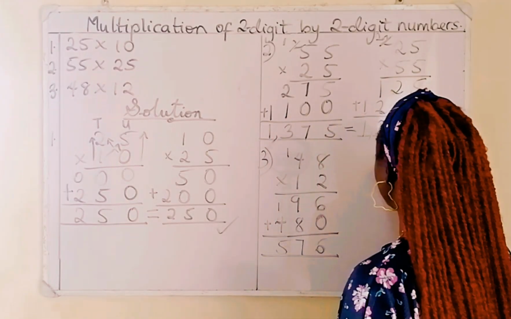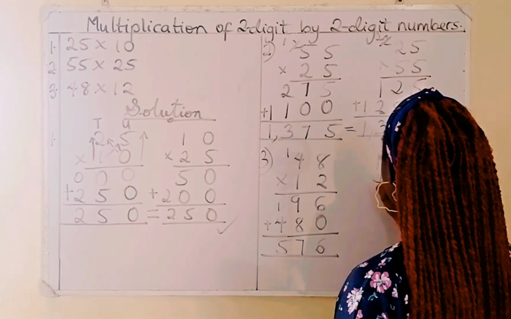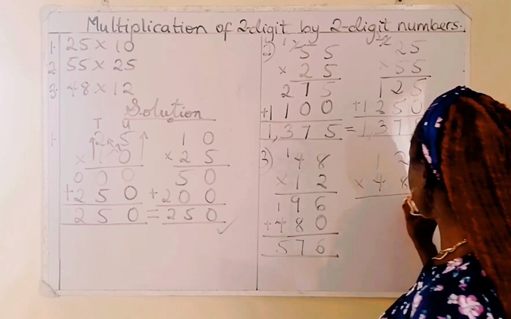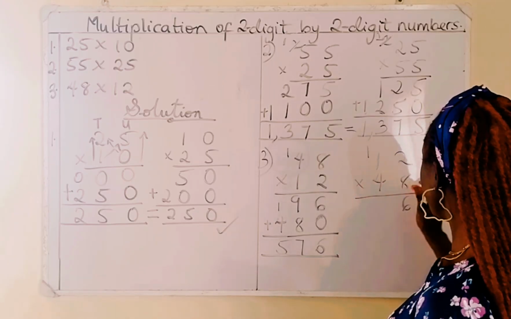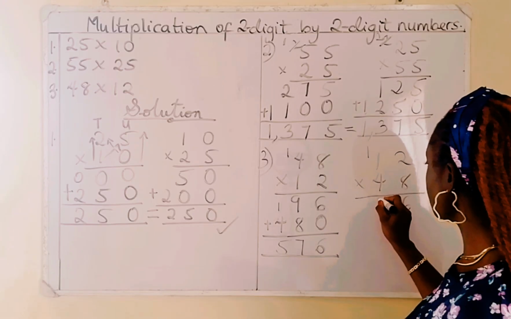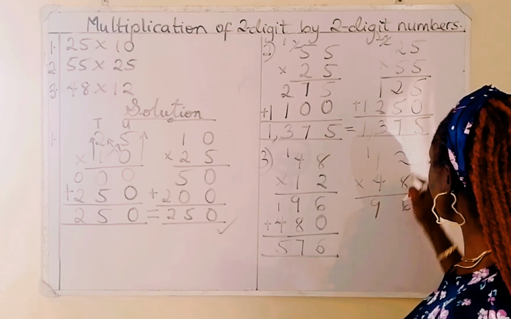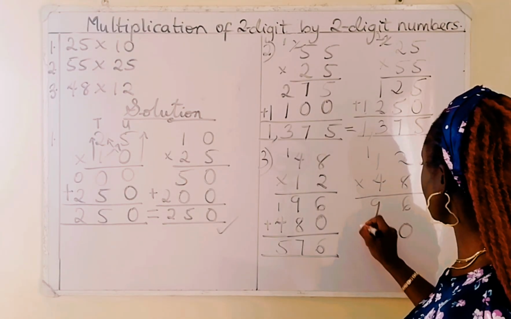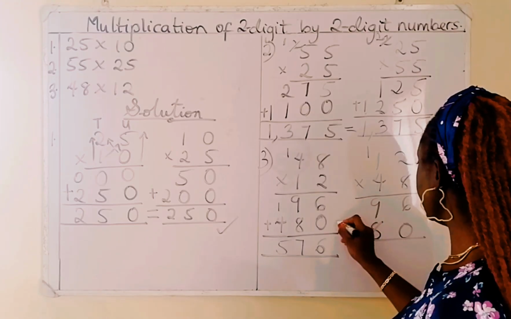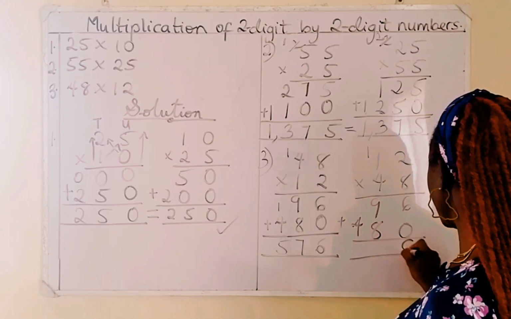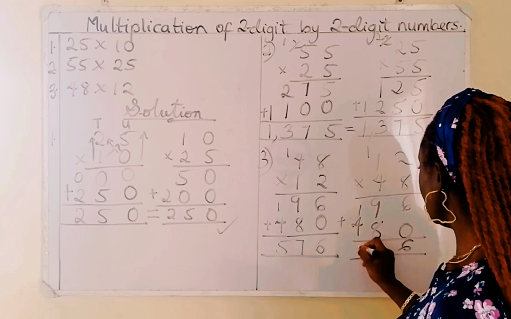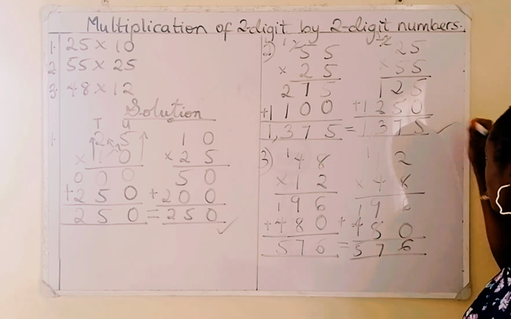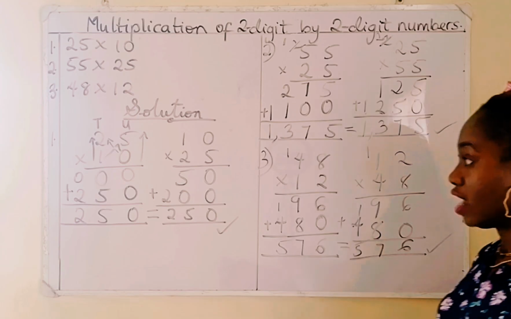Now we're going to flip the question. We'll have 12 times 48. 8 times 2 is 16. 8 times 1 is 8 plus 1, 9. 4 times 2 is 8. Put your 0 here. And 4 times 1 is 4. Then we add. Okay, we have 6, 7, and 5. 576 equals 576. So what we've done so far, everything is correct.